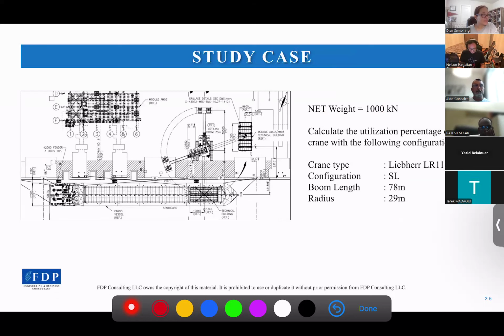So now we continue with the case study. We are going to do lifting for a technical building, which is 1000 kilonewton weight, by utilizing Liebherr LR 11350. Boom configuration SL, that means main boom only. And then the boom length is 78 meters, and the radius is 29 meters. So we are going to find out what is the UC for this crane.